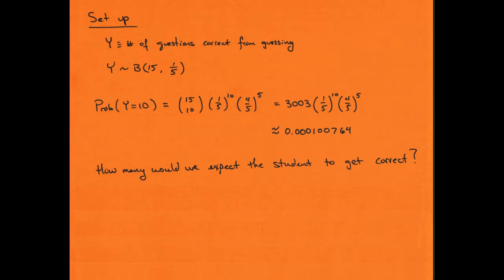But then for the second question, how many would we actually expect the student to get correct if they were guessing? Well, that is exactly what we mean by the expected value. So on average, if we perform this experiment over and over, with a whole bunch of students, what would we expect the average value to be? From our previous calculation, that was n times p, so 15 times 1/5. So we would on average guess that the student was going to get 3 problems correct.